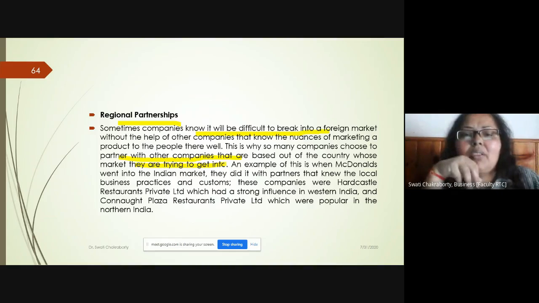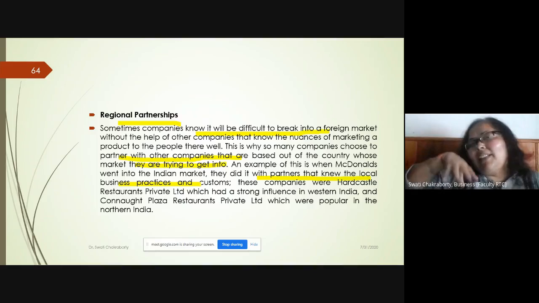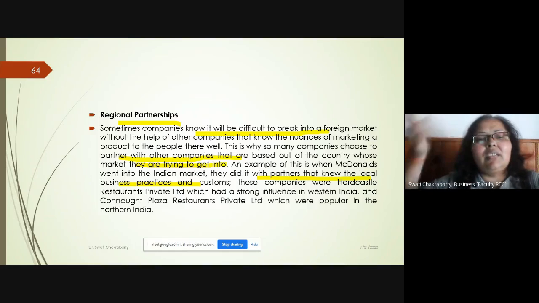So McDonald's, when they came to India, did it with partners that knew the local businesses, customs, and all. So that happened. Your competitor in that Indian market, and you just partnered. They partnered with it, and then they started doing it.